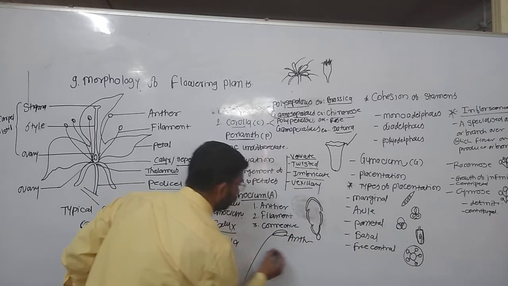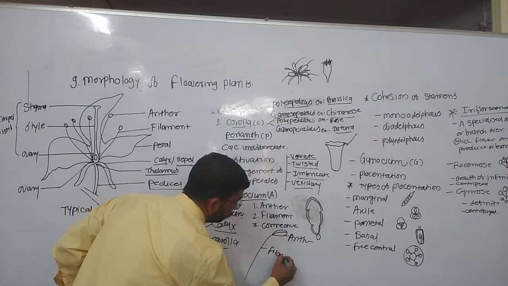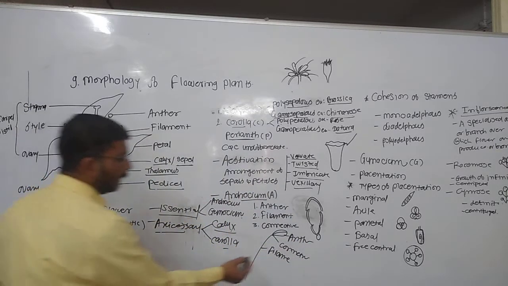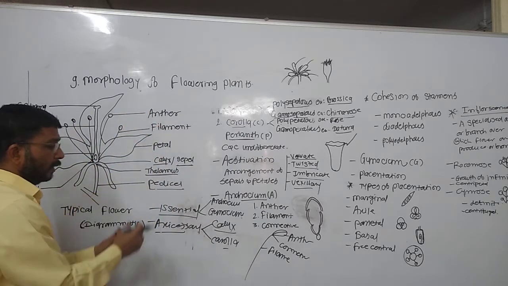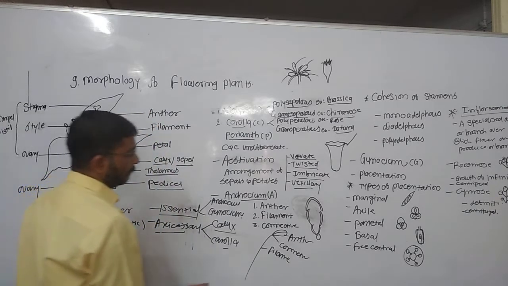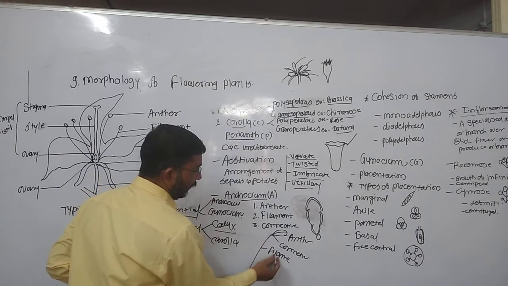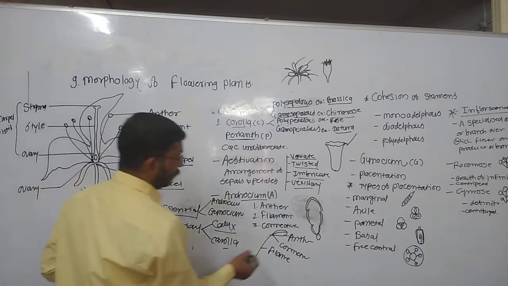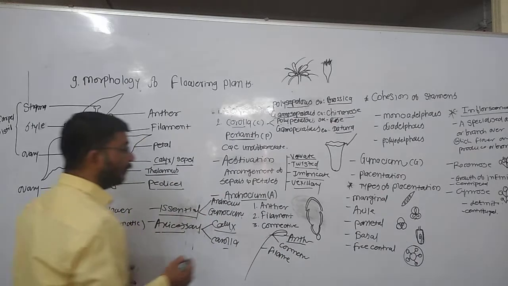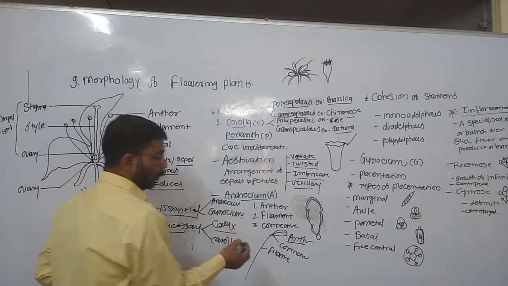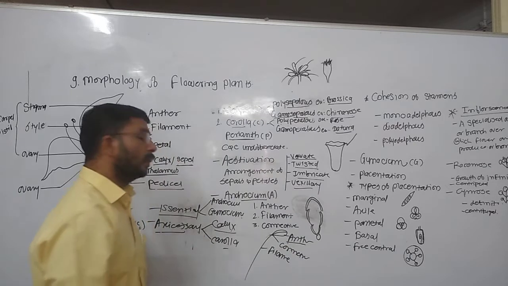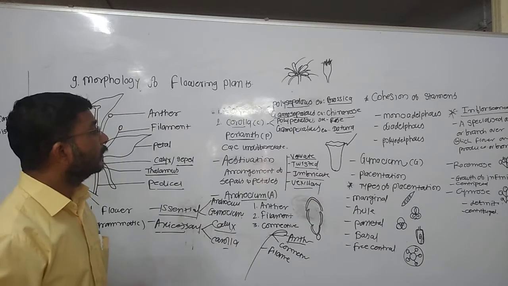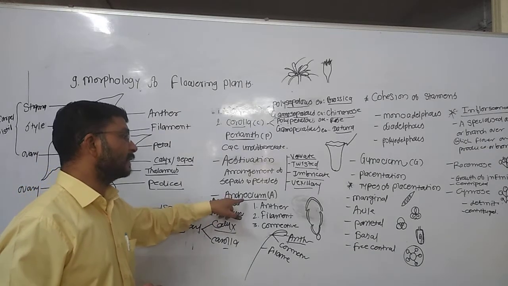anther, filament and connective. Anther and filament give the exposure as per the requirement of the flower. Then connective is the attachment of anther and filament. The anther plays a very important role: inside the anther lobes there is formation of pollen grains, and pollen grain represents maleness. That's why the anther represents maleness.